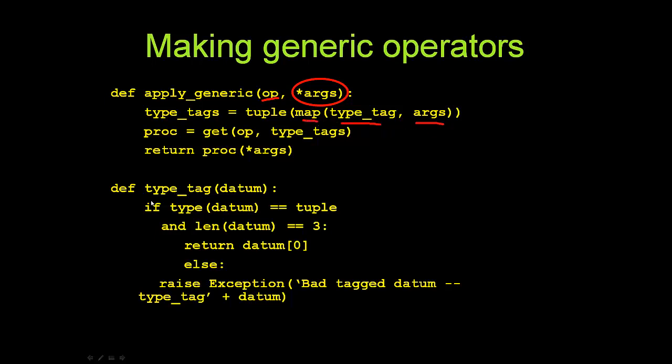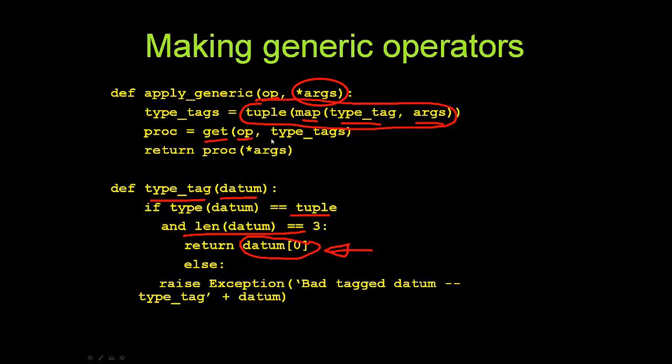Now what does this do? This type tag, when applied to each element in the arguments, checks whether it's a tuple, so it means it's a valid data object. You check whether the length is 3, and if so, it returns you datum 0. This, remember, is actually the data tag. So here, this returns you a tuple of the tags for the various argument types. And what you do is go to the function table with all the functions, and you get the function for the op that will be applied to these types of data. Then this gives you the function, and you apply the function onto the arguments.